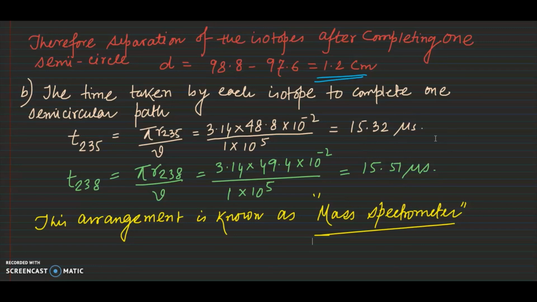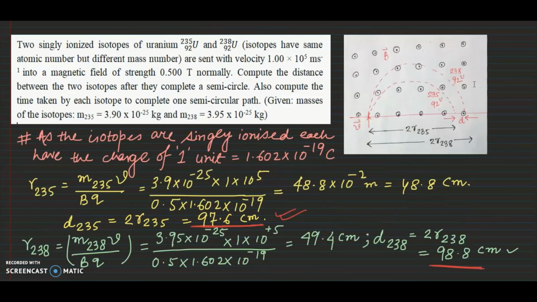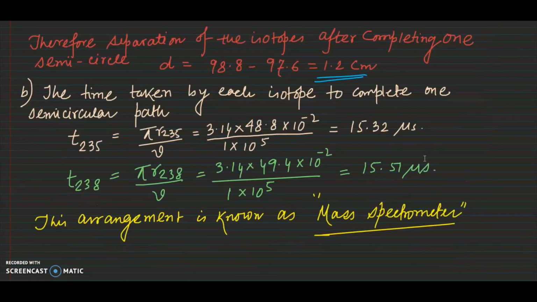So now we can see, although the difference in the masses of the isotopes is very small, in this kind of arrangement it helps us to convert the small difference of the masses into an easily measurable distance of separation. This kind of arrangement is called the mass spectrometer. And a mass spectrometer is used in many areas of sciences, especially in medicine and in the space sciences.